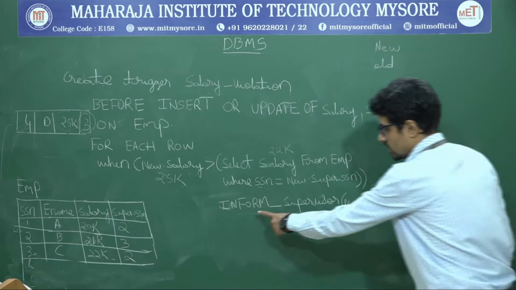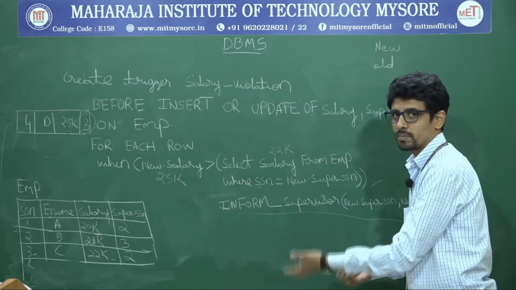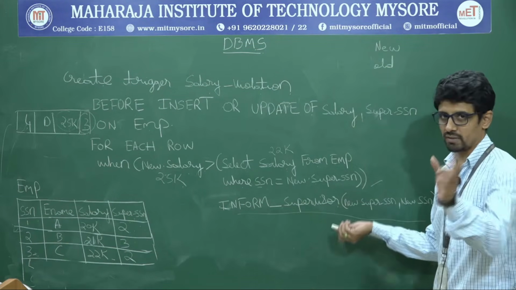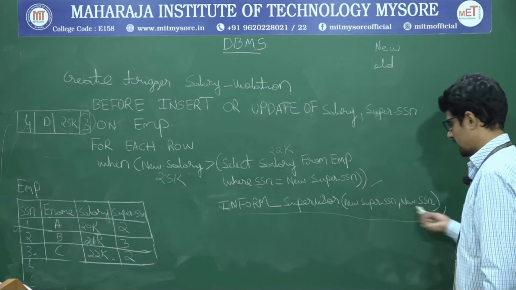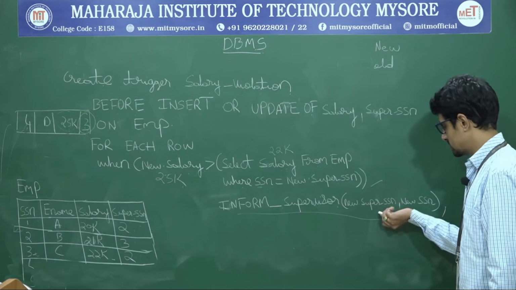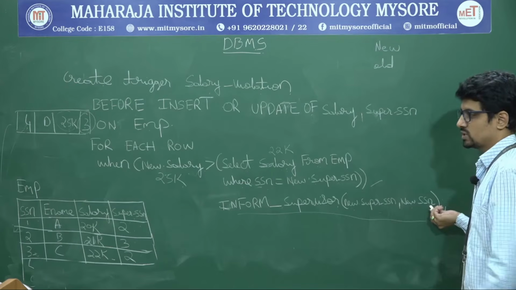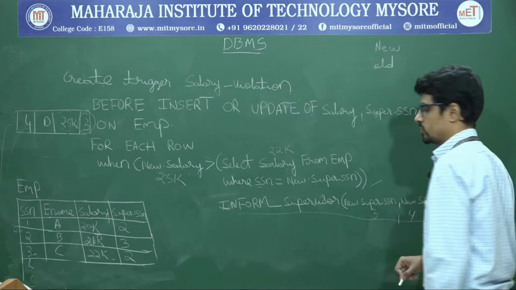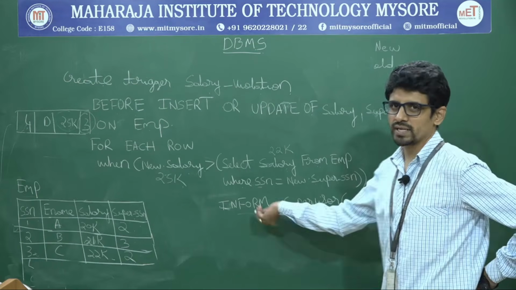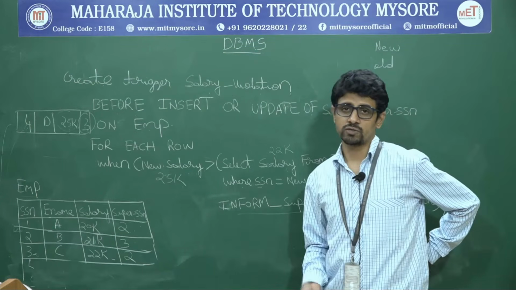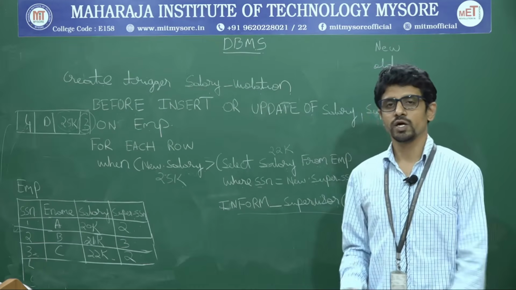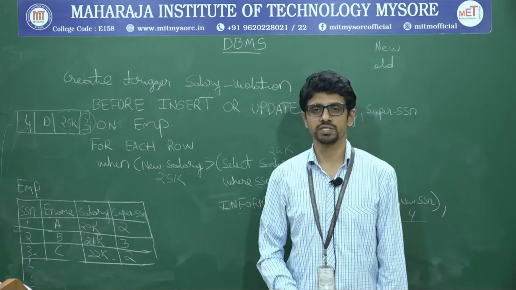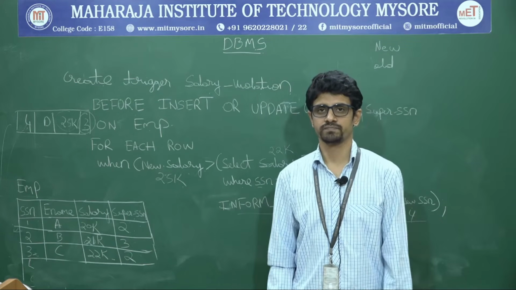What is the action I am going to take? I am going to call a function, or a procedure. The procedure name is what? Inform underscore supervisor is the name of the function, passing 2 parameters, that is new dot super SSN comma new dot SSN. What is new dot super SSN? 3 comma 4 I am going to pass, and there is some routine written here to verify whether it has to be inserted or not. So this way you can restrict the insertion or update operation based on some condition.